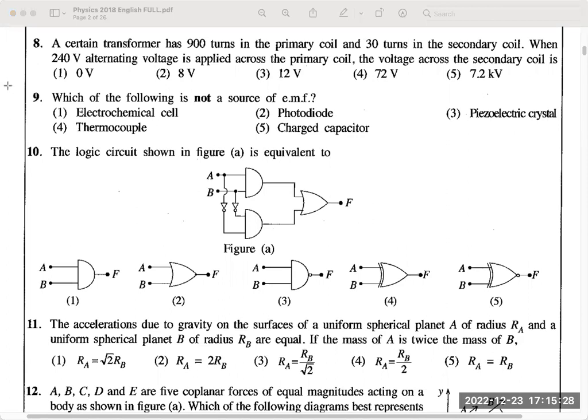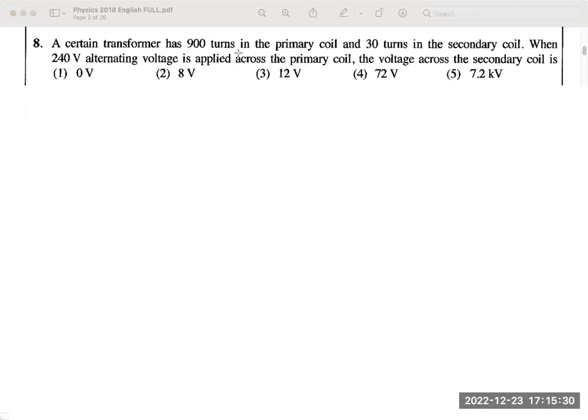Yeah. So this question, a certain transformer has 90 turns in the primary coil and 30 turns in the secondary coil. When 240 volt alternating voltage is applied across the primary coil, what is the voltage across the secondary coil? This is O level. Even the O level kids can do this. So they ask you for voltage across the secondary coil. So it's Vs over Vp is equal to Ns over Np. That's it. So Vs over Vp will be 240, and the other two are Ns 30 over Np 90. That's all. It's very straightforward.